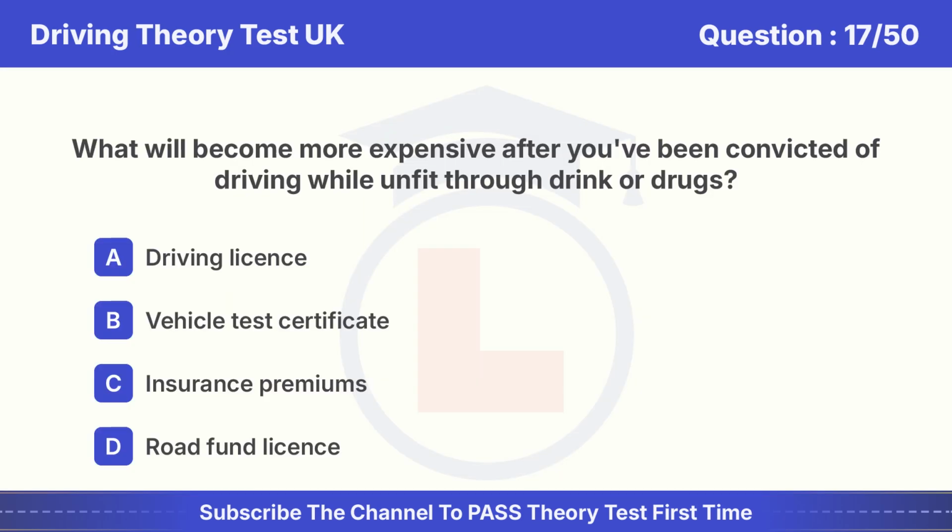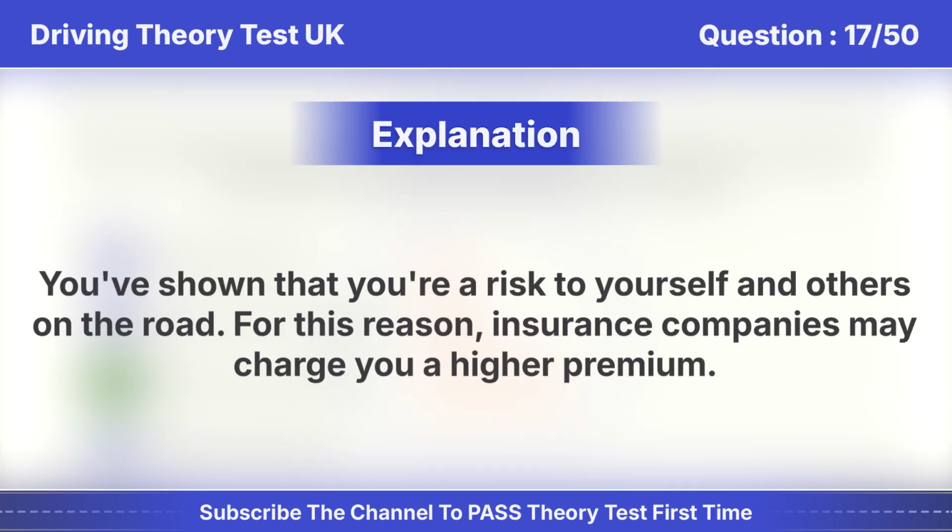Question 17. What will become more expensive after you've been convicted of driving while unfit through drink or drugs? Answer is C. Insurance premiums. You've shown that you're a risk to yourself and others on the road. For this reason, insurance companies may charge you a higher premium.